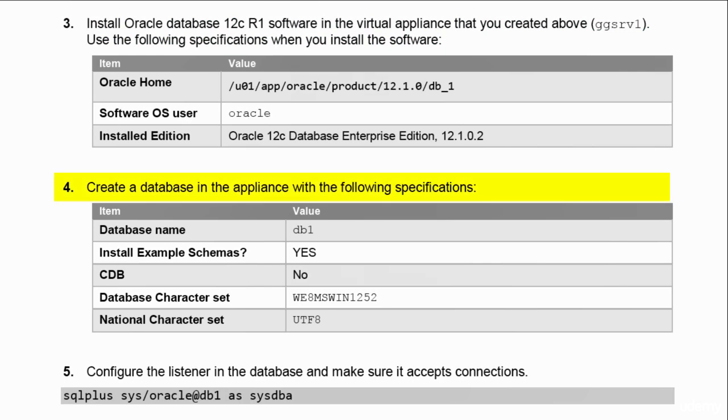After that, you create a database in the appliance with the following specifications. The database name will be DB1. You install the example schemas. The CDB option will not be used. The database character set will be as shown in the document, WE8MSWin1252. The national character set will be UTF-8. Although I am sure this is quite easy for you, let me demonstrate this step for you.